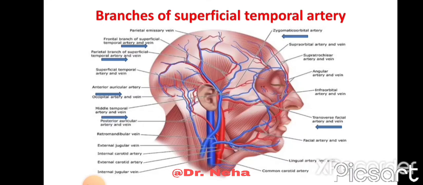Now the branches of superficial temporal arteries are highlighted with this blue colored arrow mark. These are transverse facial artery, zygomatico-orbital artery, frontal branch, parietal branch, anterior auricular branch, middle temporal branch of the superficial temporal artery. Basically it is supplying to the scalp of the temporal area as well as the face.